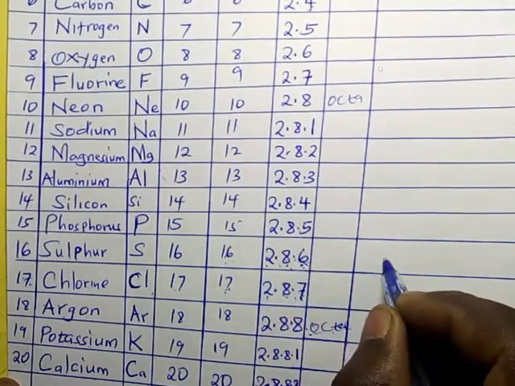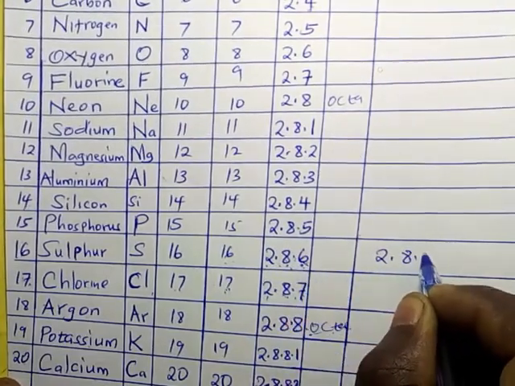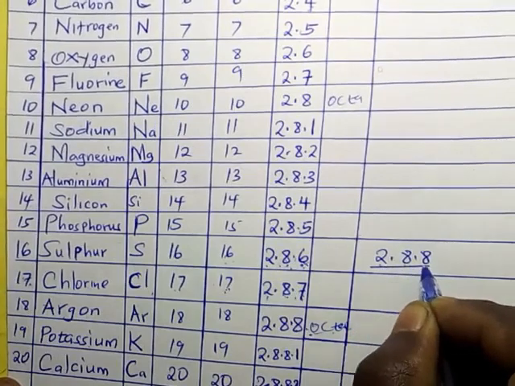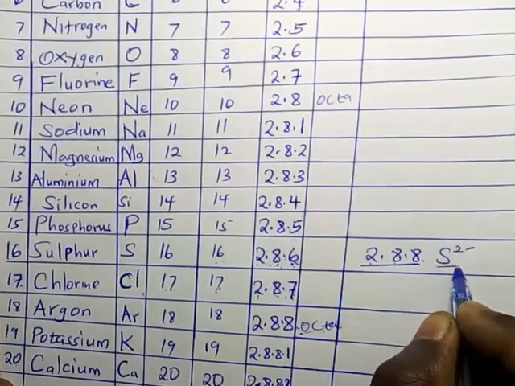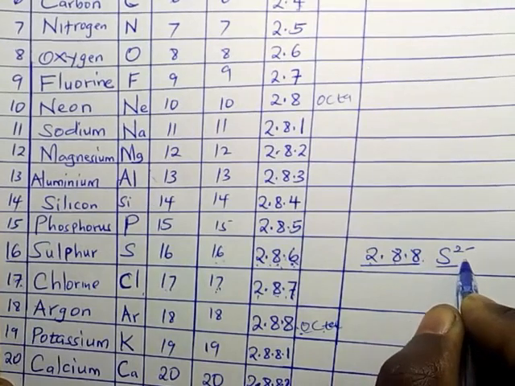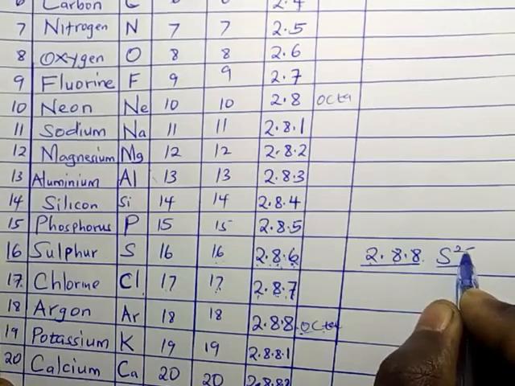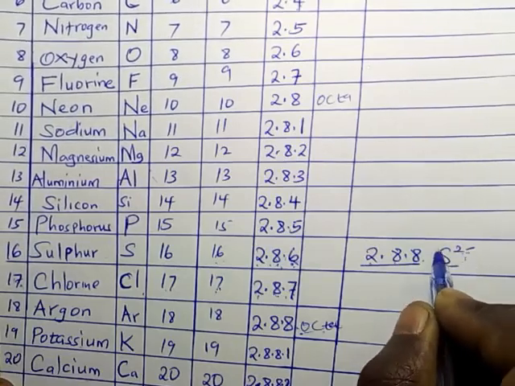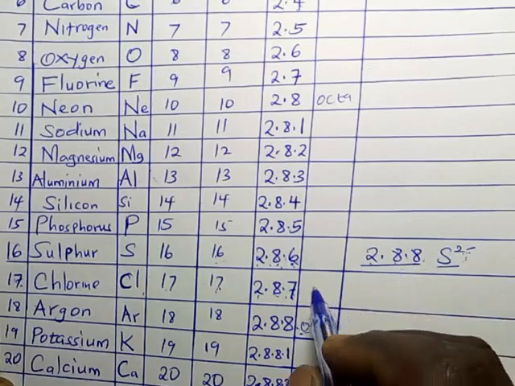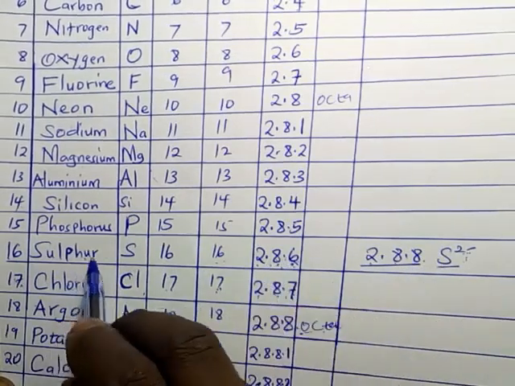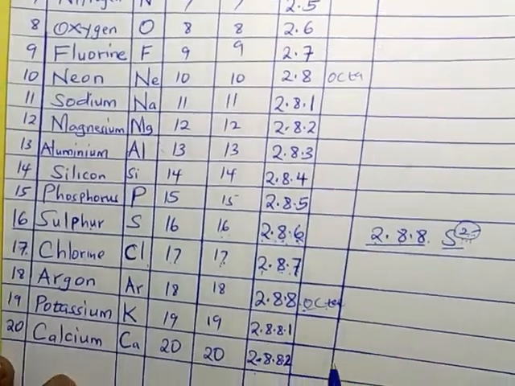It is easier to gain 2 electrons, so it will gain 2 to have the stability of 2, 8, 8. It will gain 2, and it will become negatively charged sulfur. When an element gains electrons, it becomes negatively charged, and when it loses electrons, it becomes positively charged. So what is the valence of sulfur? It is 2. So whenever you see sulfur, sulfur has a valence of 2.